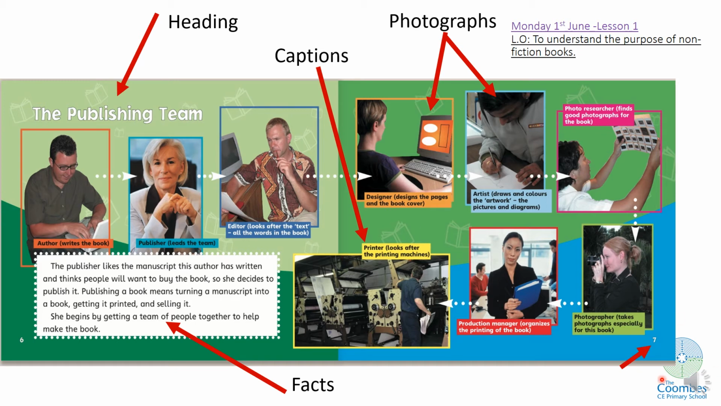And then at the bottom here, we have a number. Who can remember what this number is for? Fantastic. It's the page number, and it tells us where we are in the book. So if we were to use our contents page and we wanted to know about the publishing team, we'd know that we'd find it on page 6 and 7.